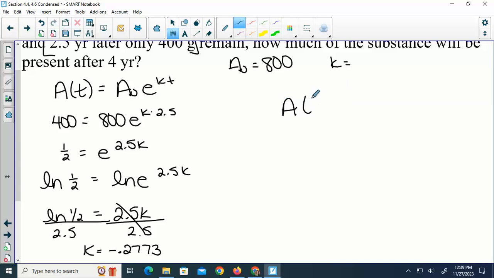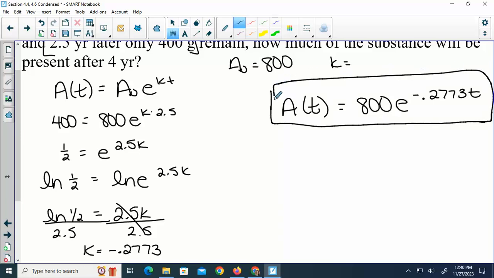So our actual equation. All of this was just work to get my equation. My beginning amount is 800, e to the kt, so negative 0.2773 t. That's the actual equation we are going to use. So, if I want to know how much would be present after 4 years, you're just plugging in a 4 for your time. And you can just do that on the calculator.